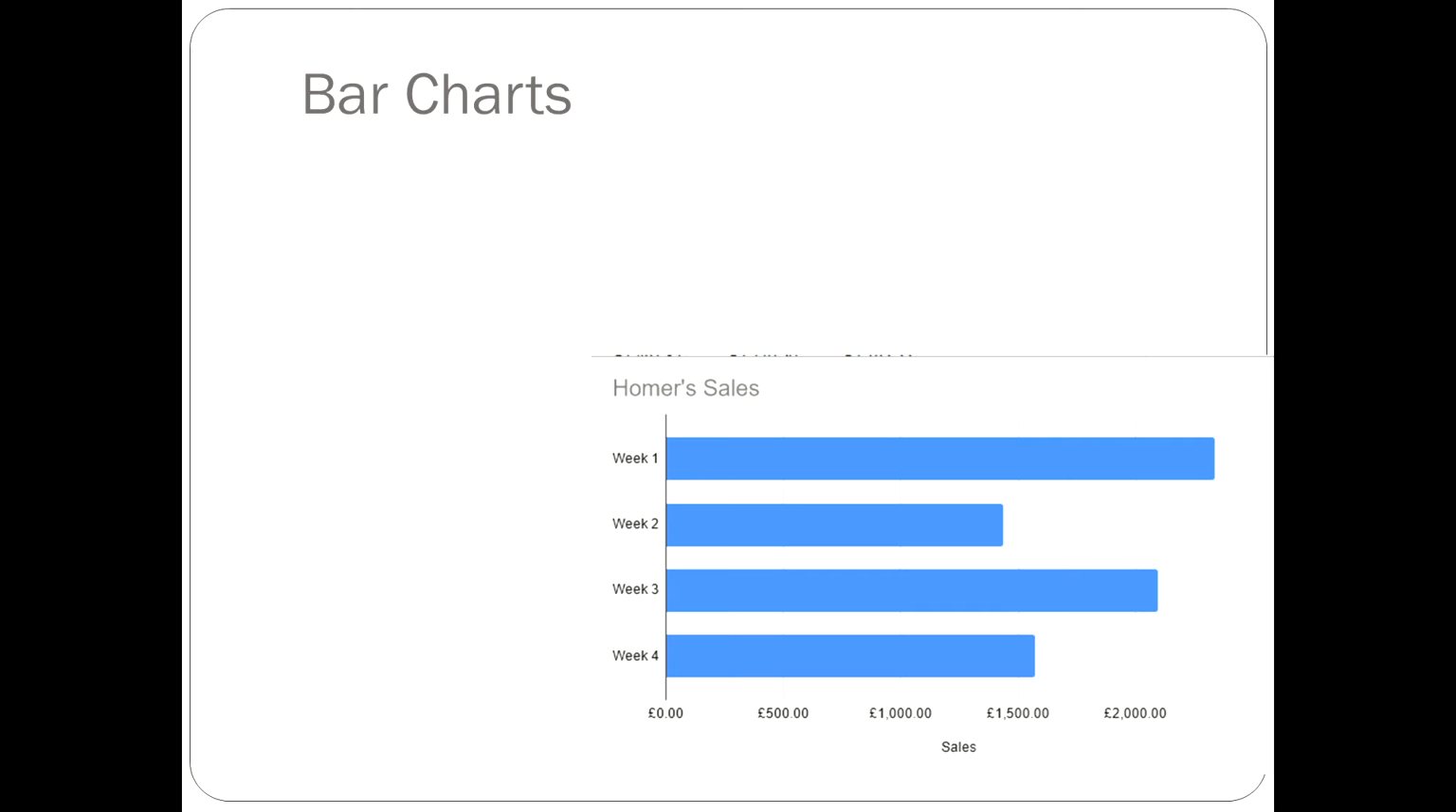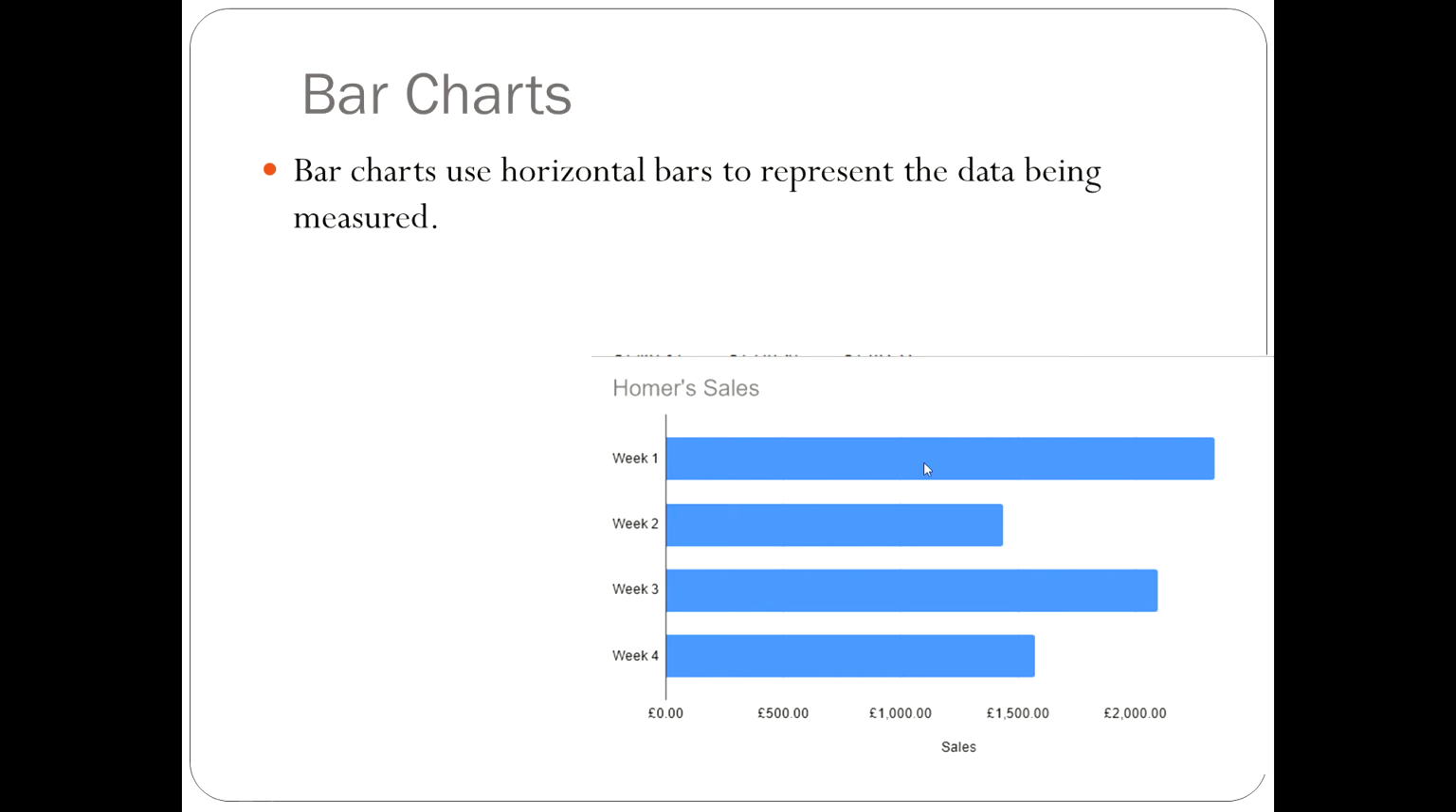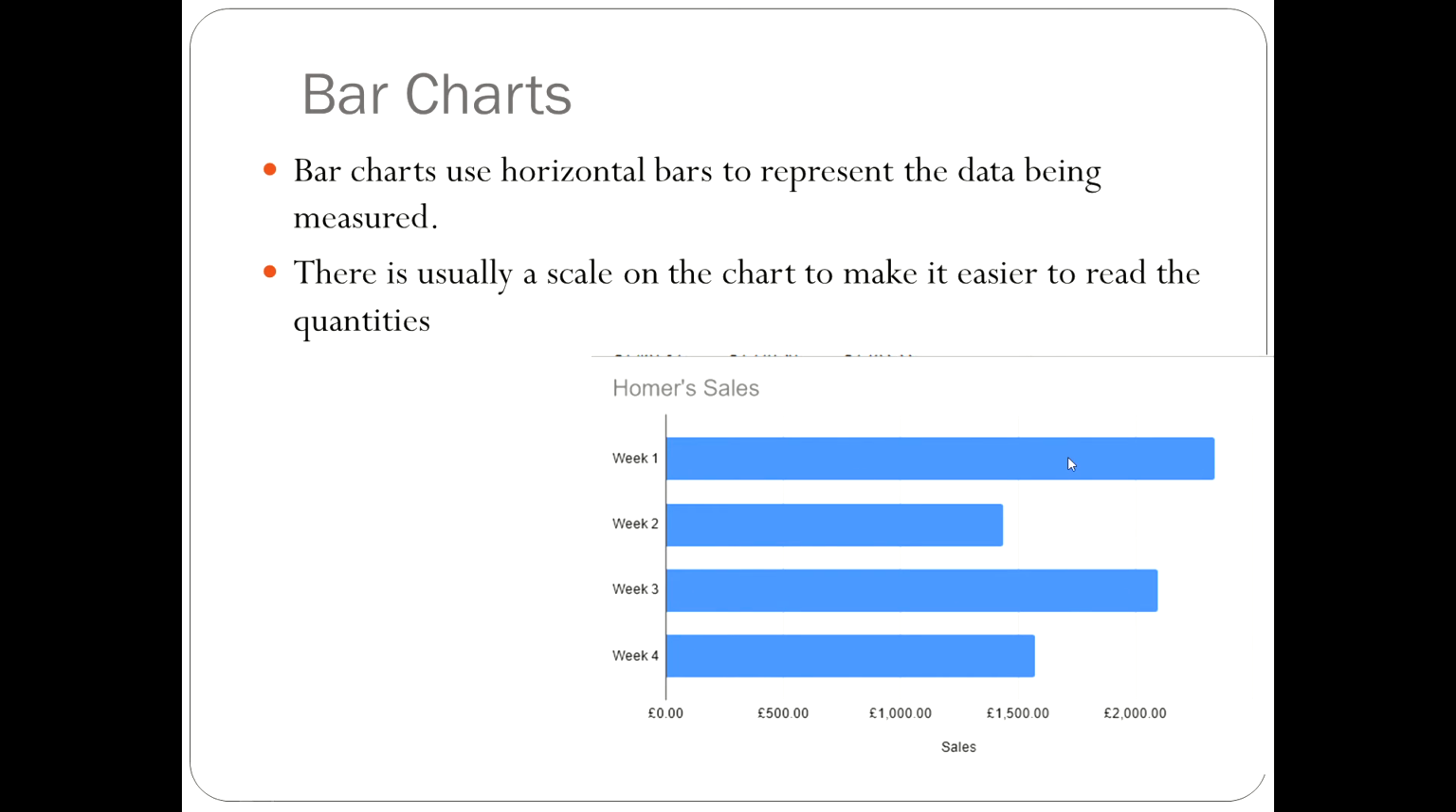Next up, we get a bar chart. It's exactly the same information we had before, but in a different format. So this is a bar chart format. We've got our horizontal bars going across the screen to represent the quantities of data. We've got our scale on the chart to make it easier to read. So scale along the bottom, 0, 500, 1000, 1500, 2000.